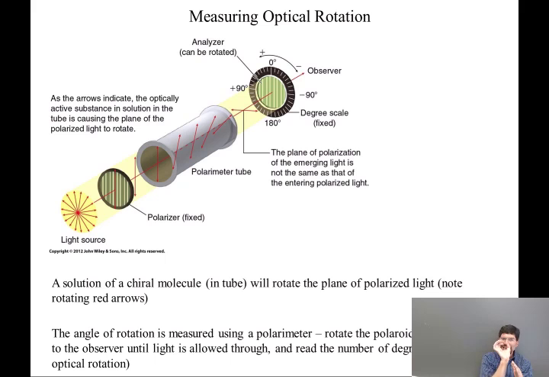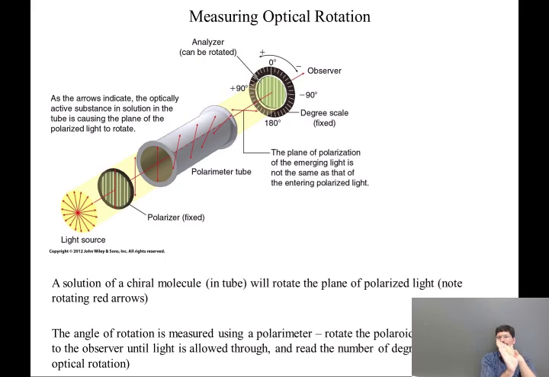It can be rotated so that once the chiral solution has rotated the plane of light, you can rotate the analyzer the same number of degrees to match up with the rotation of the solution and therefore be able to see light coming through towards the observer. If you just kept the analyzer straight up and down, but the light's polarization has been rotated by the solution of chiral compound, you would see no light.